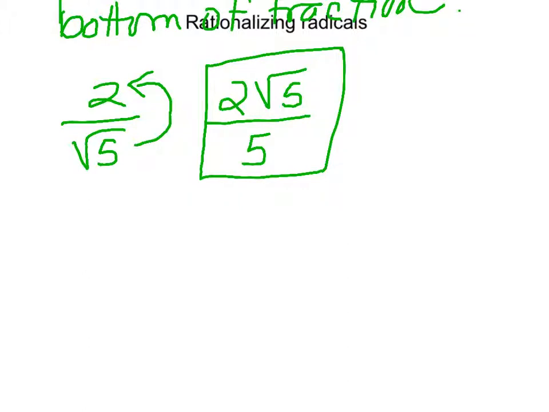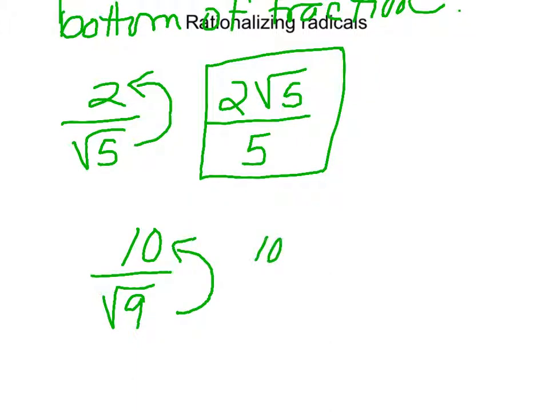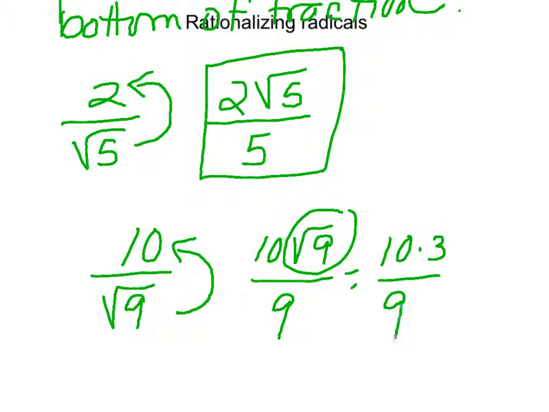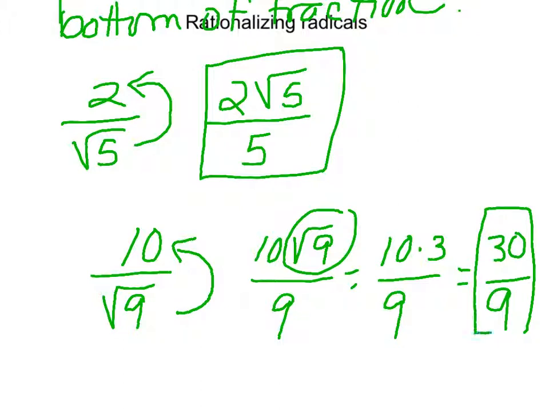Let's try another one. What if we have 10 over the square root of 9? Again, you walk into the room, you see that on the board, you go into fight or flight mode. You're a fighter, so you bring it up: 10 square root of 9 over 9. But then you're like, wait, I know radicals. Why would we leave that out? You wouldn't, because the square root of 9 is 3. So we multiply the 10 times the 3, and now we end up with this awesome number. There's not even a radical in it, so we can relax, because we are set.